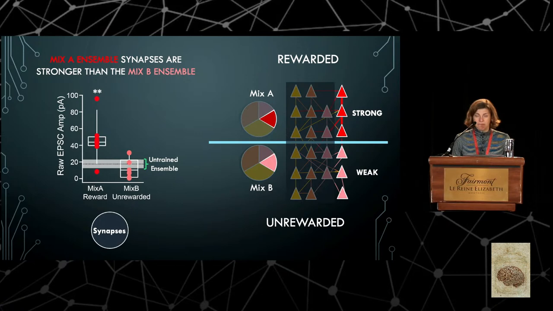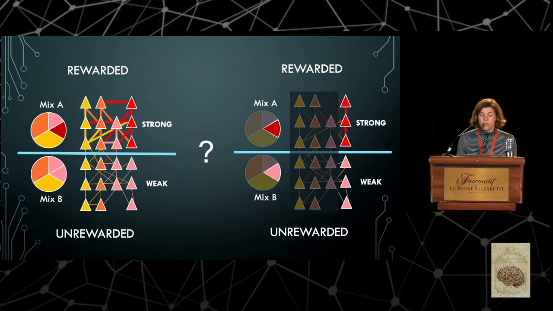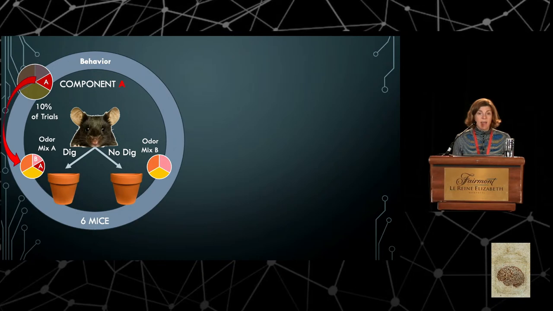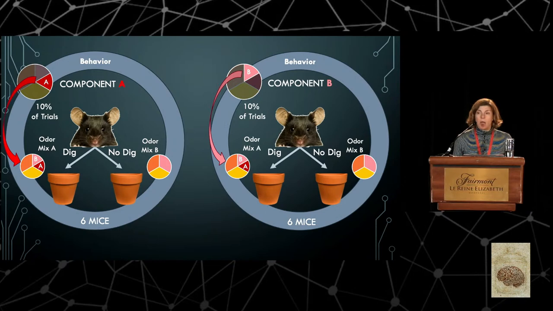And so one of the things that we wanted to test is whether there is a possibility that this might be happening. And so the way we tested this was by asking the mice, what information are you using to solve this task? So we went back to the mice, and what we did was we gave them the foraging task again. But now on 10% of our trials, we just gave them the component that was unique to the rewarded mixture. Or on 10% of the trials, we gave them the component that was more unique to the unrewarded mixture.